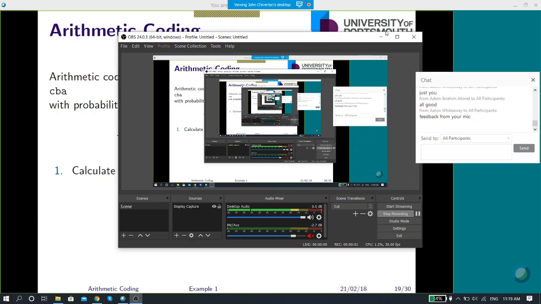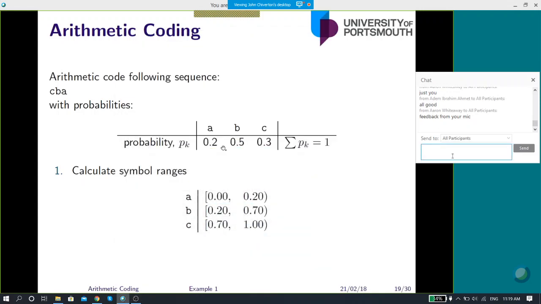Probabilities. So yes, there are various ways of getting this information. But once we've got this information, just like with Huffman coding as well, those probabilities are used to determine the way the codes are determined. The difference with Huffman coding is that the code can be determined once you know the probabilities.